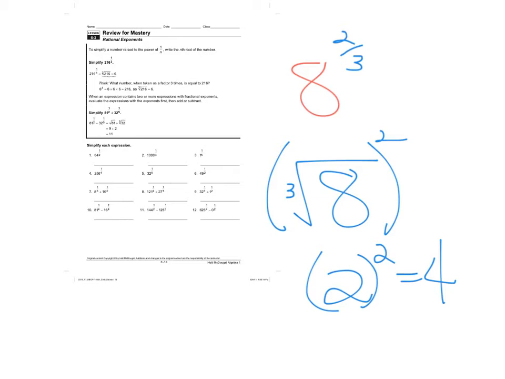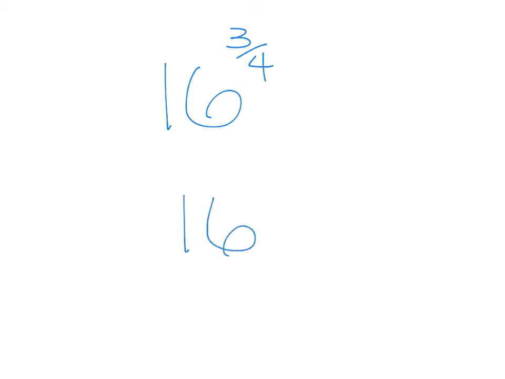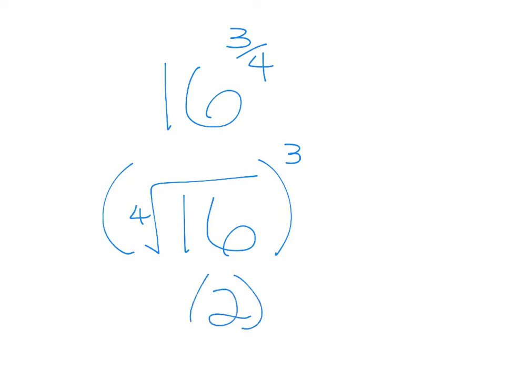Let me do another one. So let's say I have 16 to the 3/4 power. So again, the denominator is the root. I'm trying to find what number times itself 4 times will give me 16. And that will be 2. And then 2 to the 3rd power gives me 8.